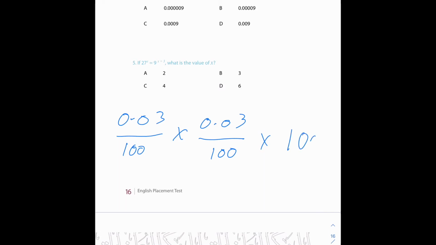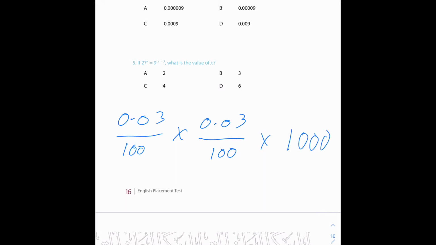0.03% of 1000 is which one of these? Might look intimidating, but it's actually really easy. Let's do it together. 0.03% is just 0.03 over 100 multiplied by the same thing, right? Of 1000. So of means multiply. I guess we've established that.